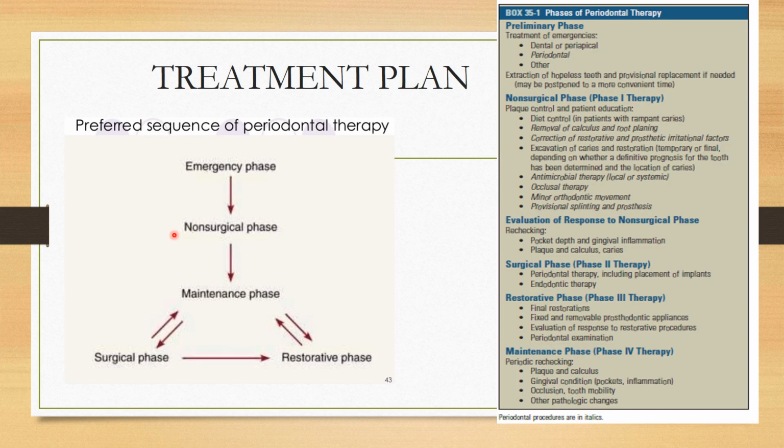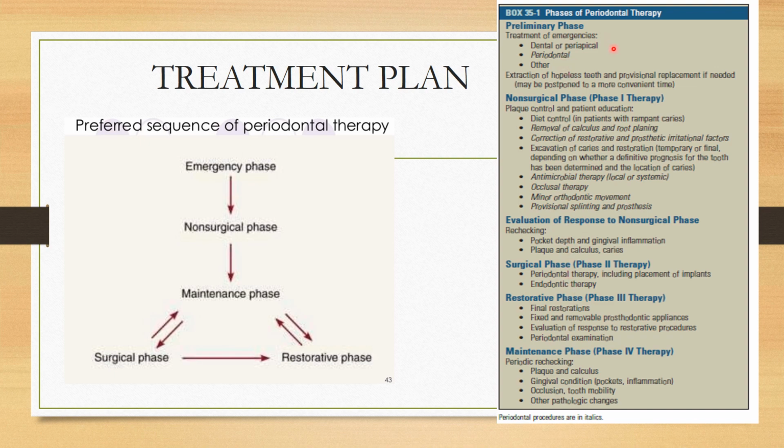Coming to the treatment plan, this is the preferred sequence of periodontal therapy. We have already covered this also, so I am just keeping it short. That is the emergency phase, non-surgical phase, and then the maintenance phase. Under phase 2 therapy, that is the surgical phase and restorative phase, and again it will come to the maintenance phase. So these are the phases of periodontal therapy.